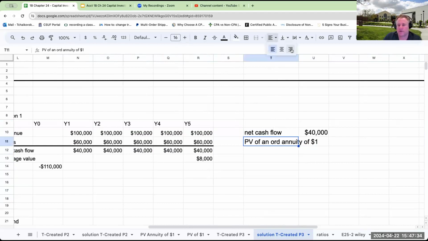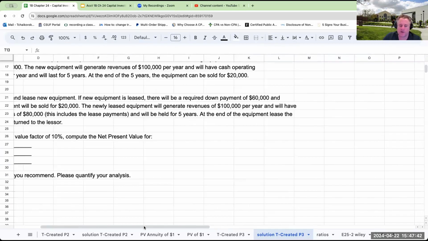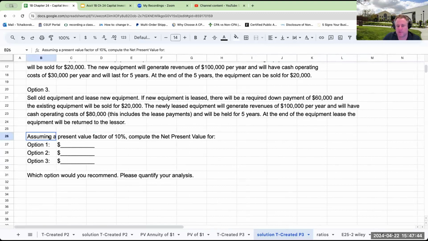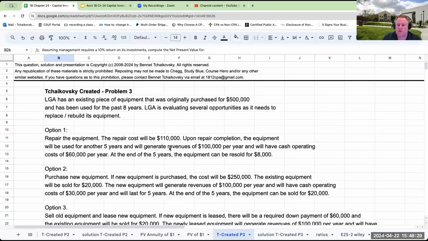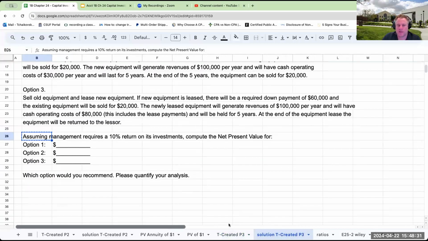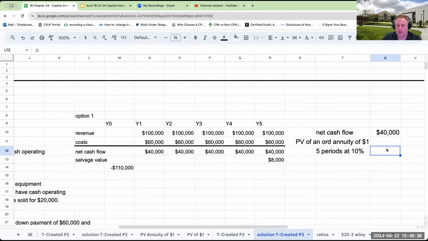And this over here is going to be 5 periods at 10%. Why do I know it's 10%? I'm being asked to use a present value factor of 10%. So we'll say something a little bit better. Okay, so got this over here. Again, assuming management requires a 10% rate of return on its investments, I'm going to go present value of an ordinary annuity of $1, 5 periods at 10%.